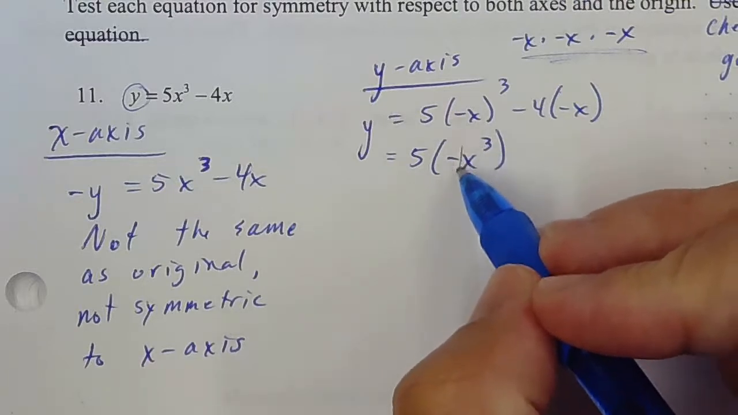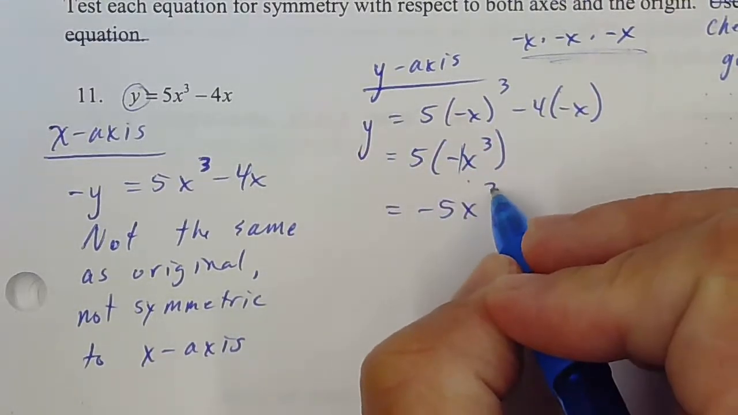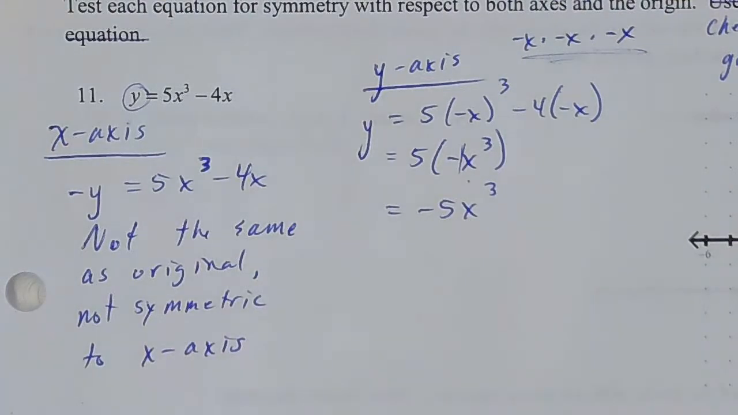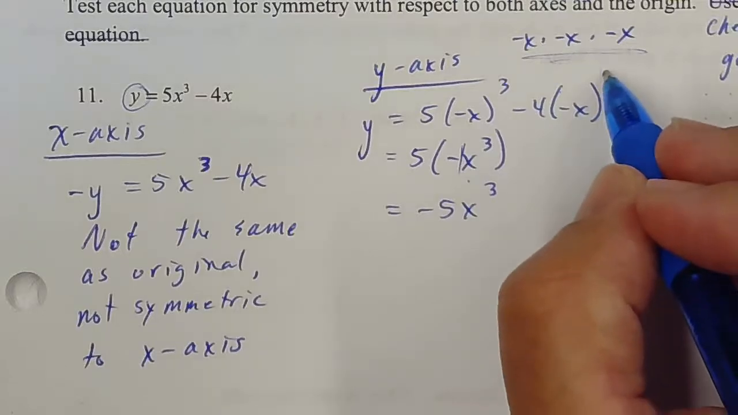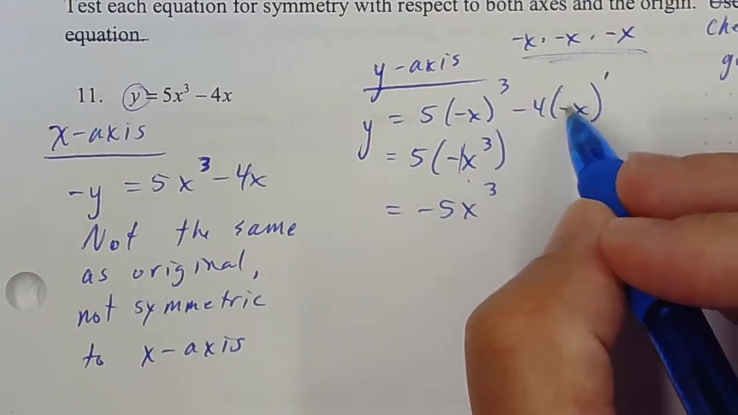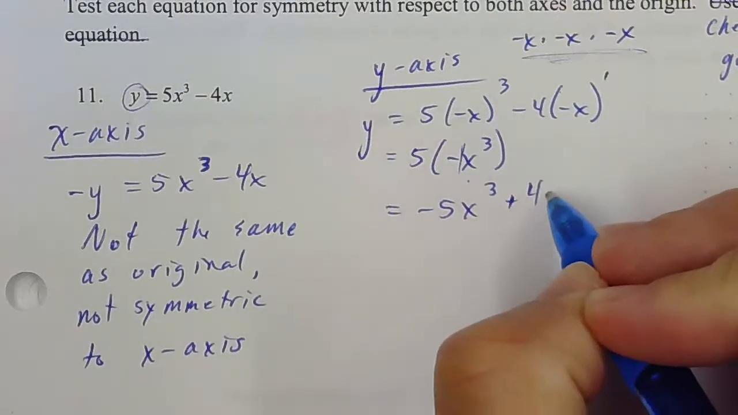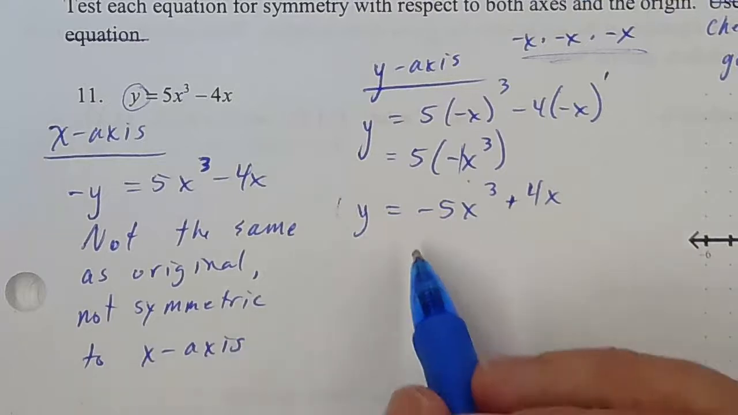Now I should take negative 1 times the 5 to get negative 5x cubed for that first term. Okay, second term, there's no exponent, really just 1, so I don't have to do anything with that. Negative 1 times this negative 4 is positive 4x. Okay, so there's kind of the results right here.